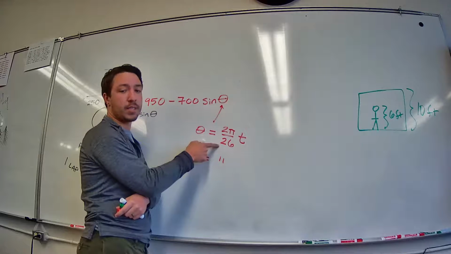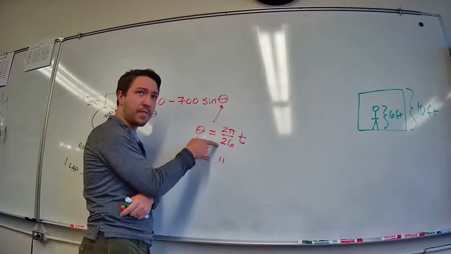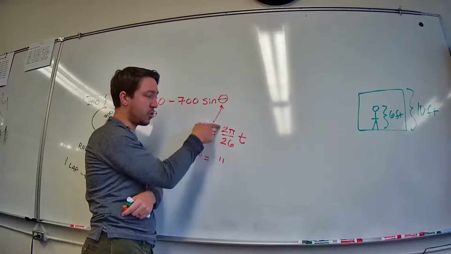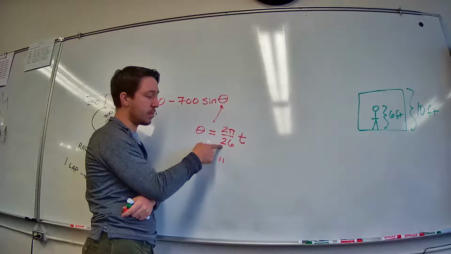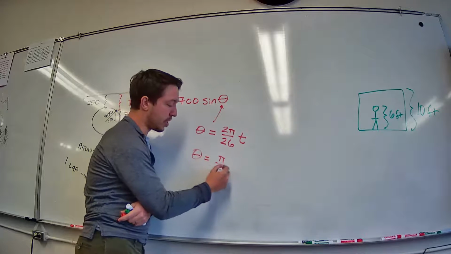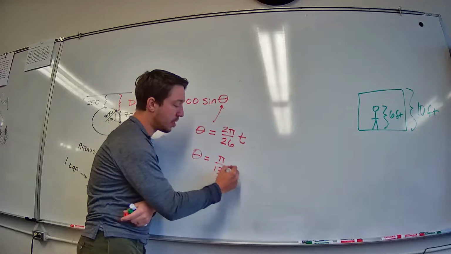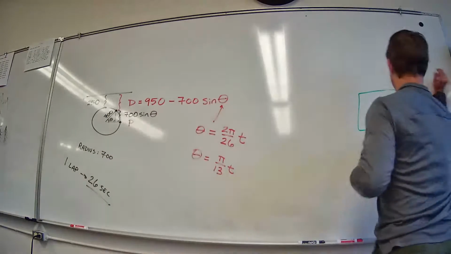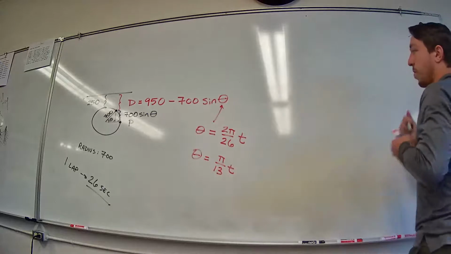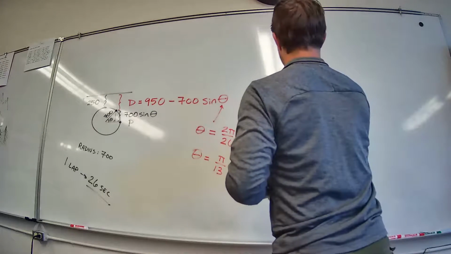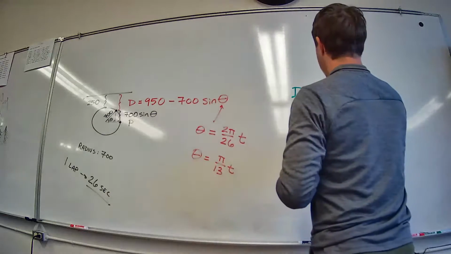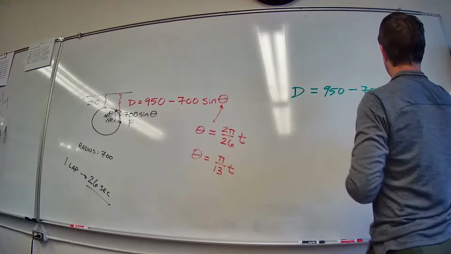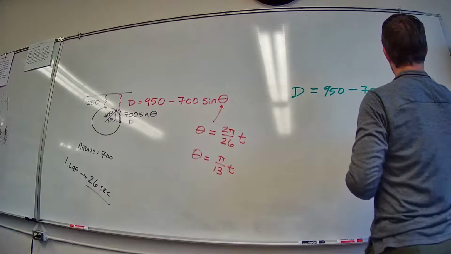I really like this statement though, because it makes it very clear where the 26 gets involved. It's just 2 pi divided by that period. But yes, we can certainly simplify that down. And so we're pretty much done. The formula is that the distance between Bob and the wall is 950 minus 700 times the sine of pi over 13t.